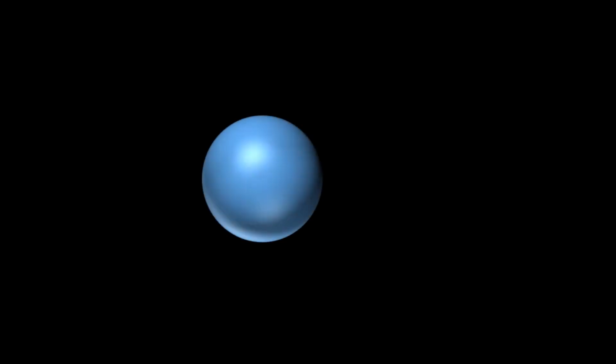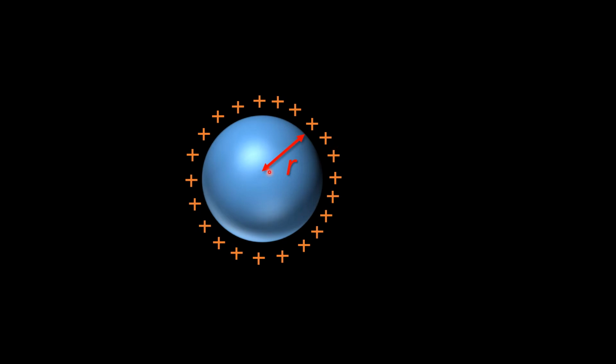Consider a shell of radius r, and let the charge on the shell be q, small q. 2 points A and B around the shell. B is at distance small r from the center, and A is at distance capital R from the center of the shell. How much is the potential at A point due to this charge q?